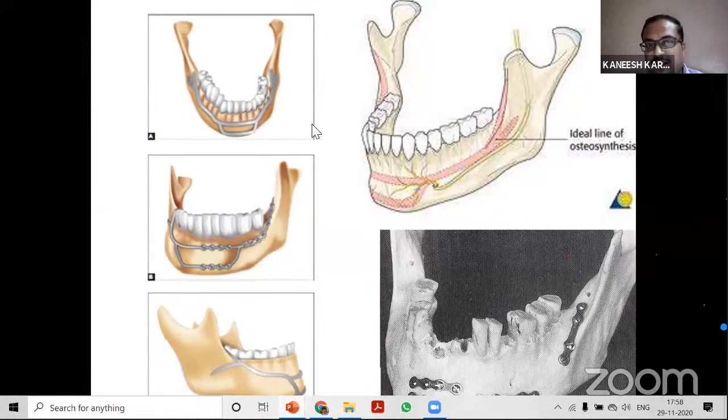So if it is a symphysis fracture, we put 2 plates. If it is a body or angle fracture, we put only 1 plate. That is because of the line of osteosynthesis.